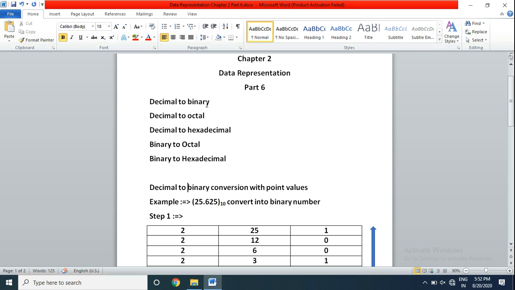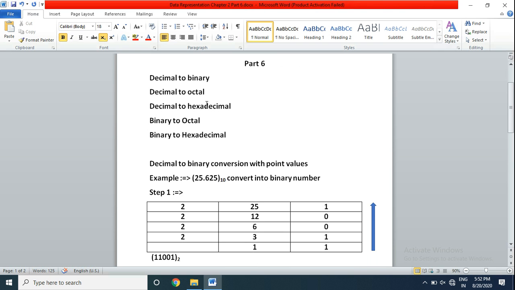First we take an example of decimal to binary conversion with a point value. For example, we have 25.625 in decimal. We have to convert this number into a binary number. We will convert it in two steps. In step 1, first we take the value without the decimal point, 25, and convert it into binary. To do this we divide by 2. After dividing by 2, our result is 11001, with base 2.